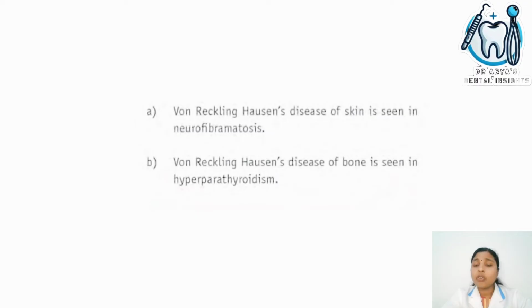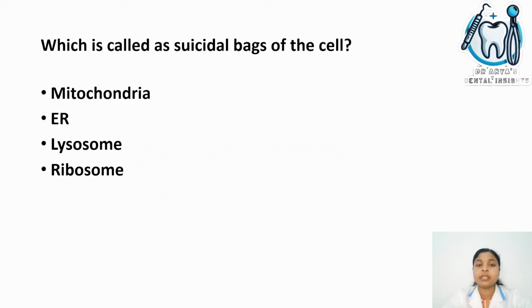So, von Recklinghausen's disease of skin is seen in neurofibromatosis, whereas von Recklinghausen's disease of bone is seen in hyperparathyroidism. And which organelle is called the suicidal bag of the cell? Mitochondria, lysosome, endoplasmic reticulum, or ribosome?